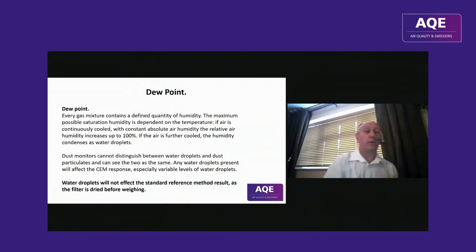Dust monitors cannot distinguish between water droplets and dust particulates and can see the two as the same. Any water droplets present will affect the continuous emission monitor response, especially variable levels of water droplets. Water droplets will not affect the standard reference method result as the filter is dried before weighing.